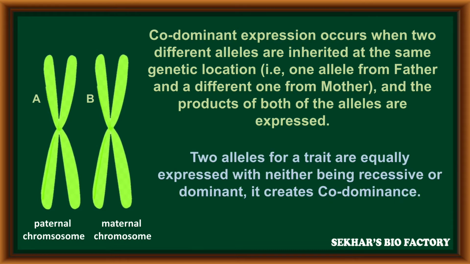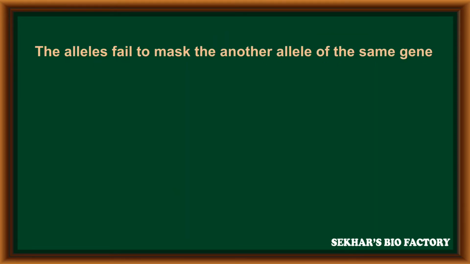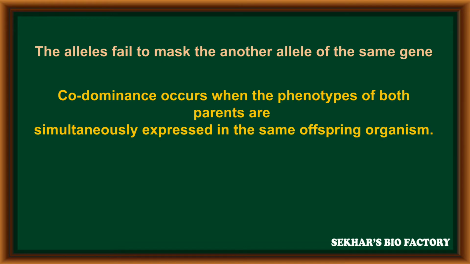Two alleles for a trait are equally expressed with neither being recessive or dominant. It creates codominance. The alleles present on homologous chromosomes fail to mask the other allele of the same gene. Codominance occurs when the phenotype of both parents are simultaneously expressed in the same offspring organism.